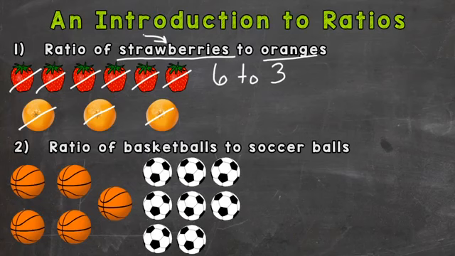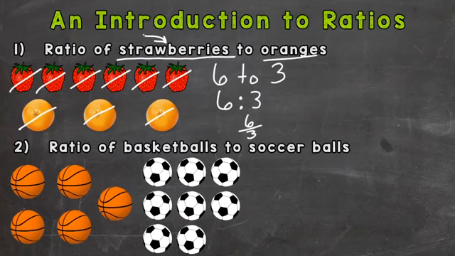Strawberries to oranges. We can also use a colon to represent this ratio. So 6 to 3, or we can use a fraction. Whatever your numerator is, the top number, that's what comes first in your ratio. So 6 strawberries to 3 oranges.